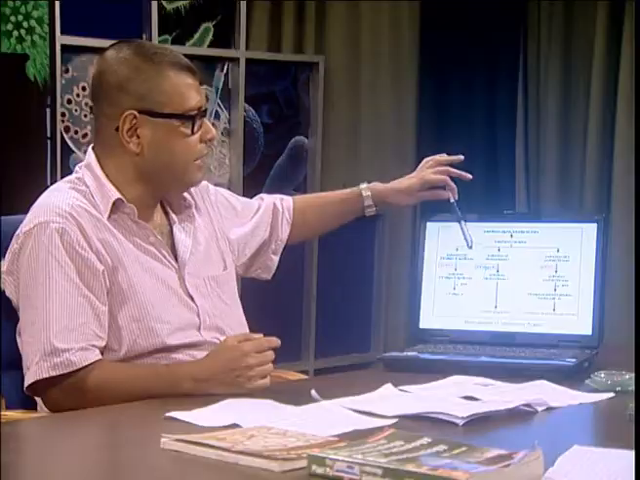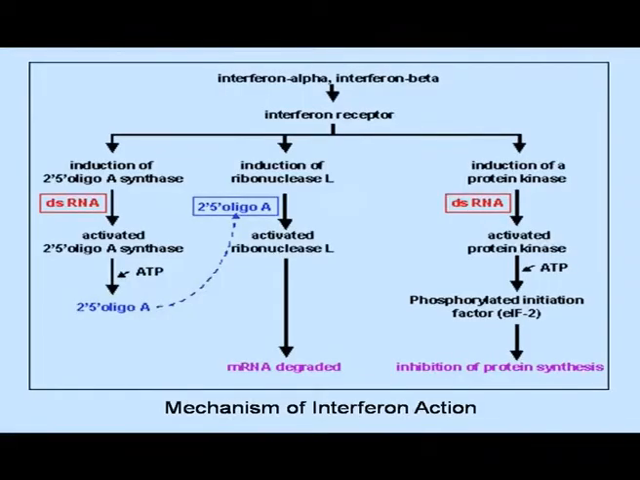It is via the degradation of mRNA by activating the enzyme ribonuclease. At the same time, it can activate a specific protein kinase, and that will bring about the phosphorylation of the initiation factor and inhibit protein synthesis.